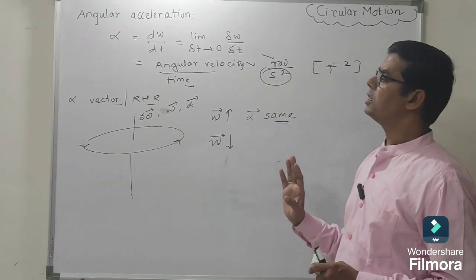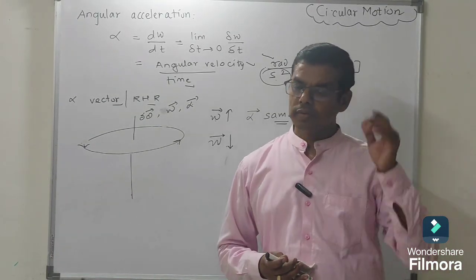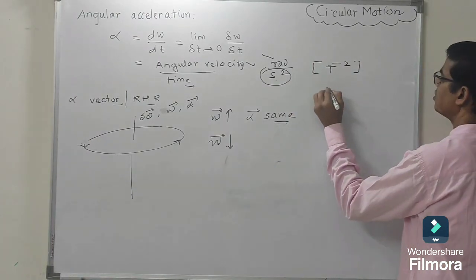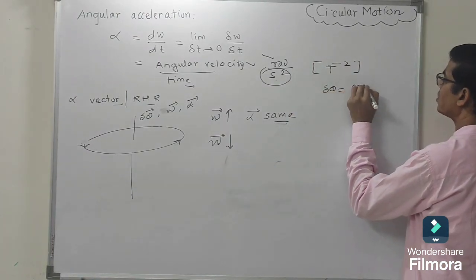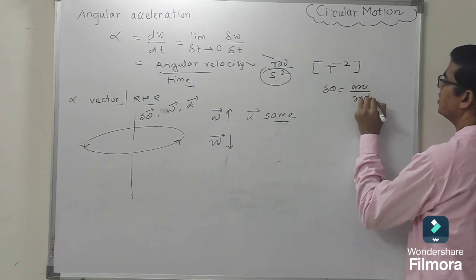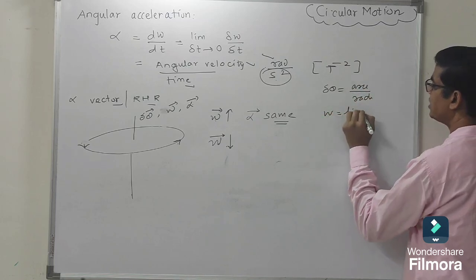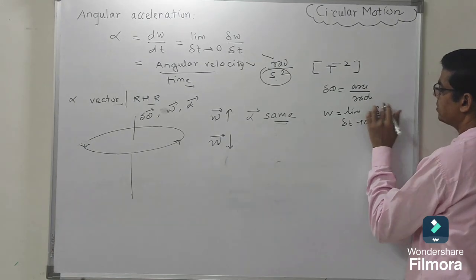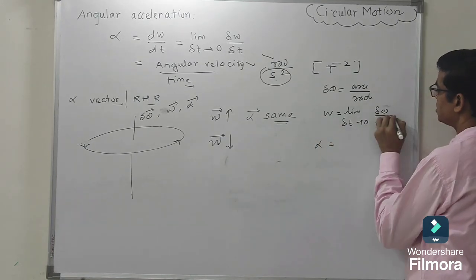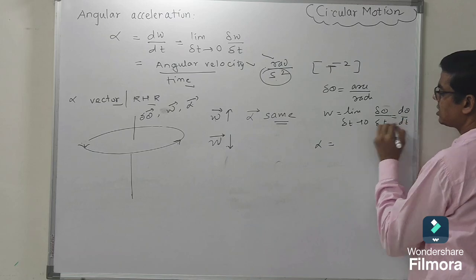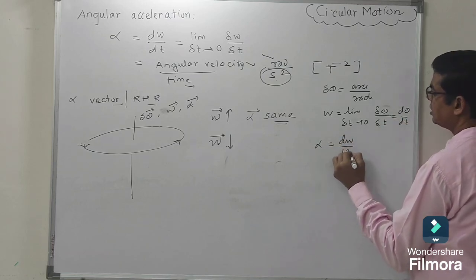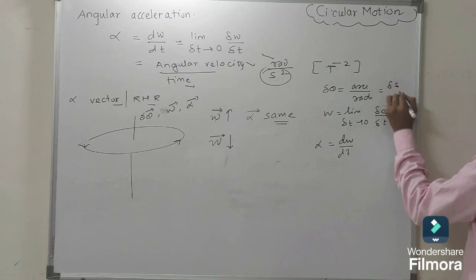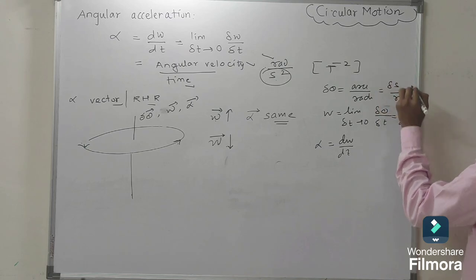So for angular displacement, angular velocity and angular acceleration, we have seen different formulas. Angular displacement theta is equal to arc upon radius. Then angular velocity is the limit as delta t tends to 0 of delta theta upon delta t, that is d theta by dt, and angular acceleration is d omega by dt. We have seen all those different formulas. This is arc AB, and it is delta s upon radius r.